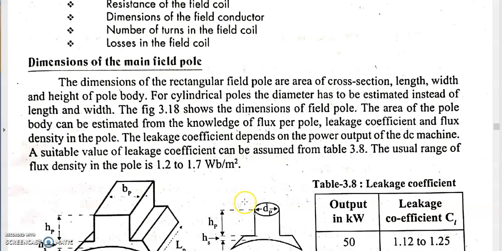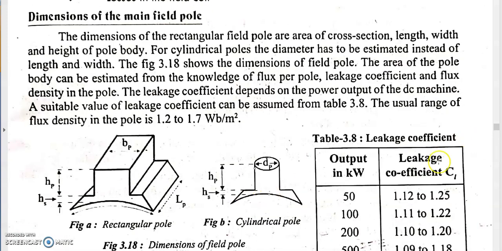First one is the dimensions of the main field pole. Field pole can be rectangular or cylindrical in construction. So if it is a rectangular pole, these are the dimensions. This dp is the width of the pole, and this hp is the height of the pole body, and hs is the height of the pole shoe.